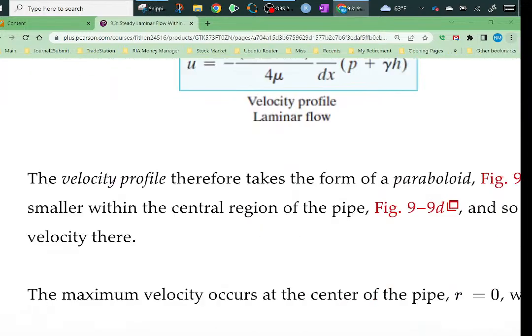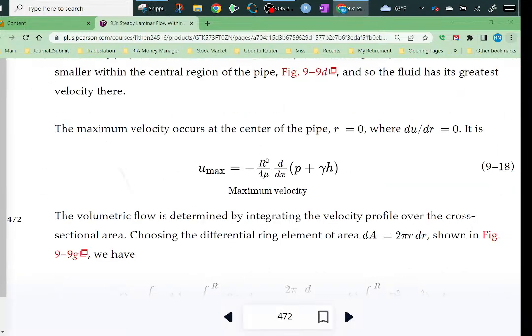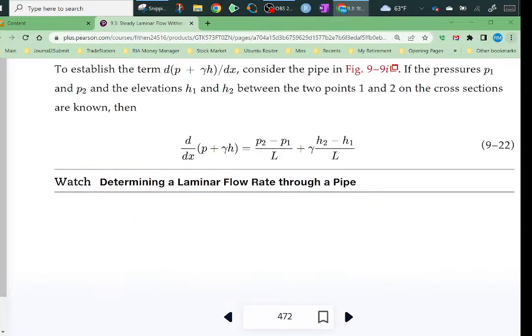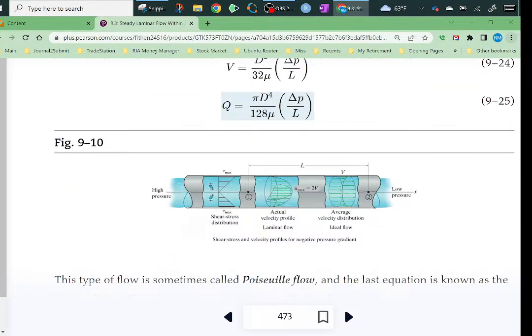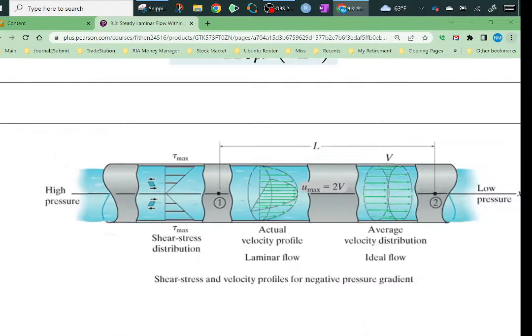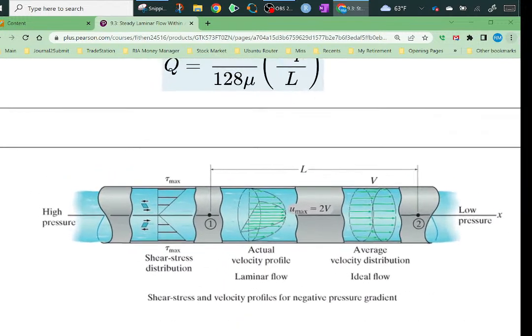Now, he should draw this down here somewhere. Maybe I'm wrong. Maybe he doesn't draw it. Oh, here we go. So you get the higher pressure and the lower pressure.